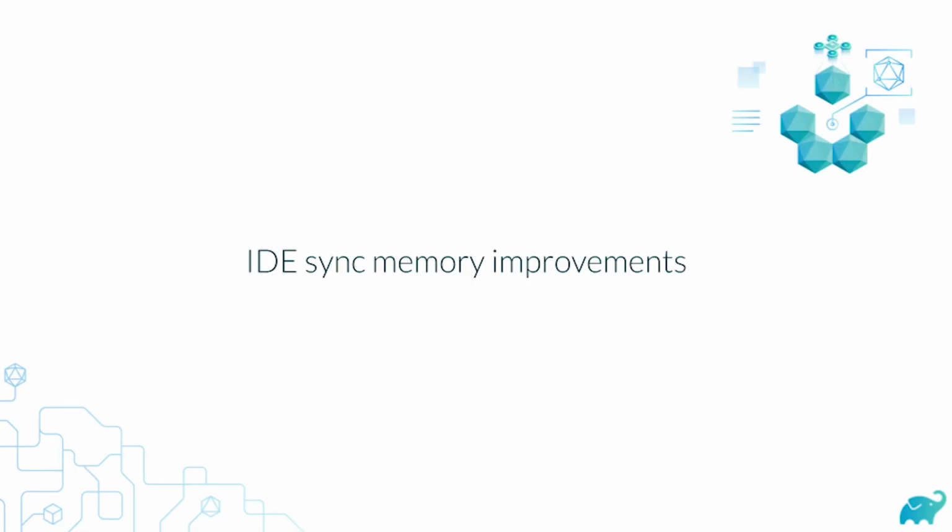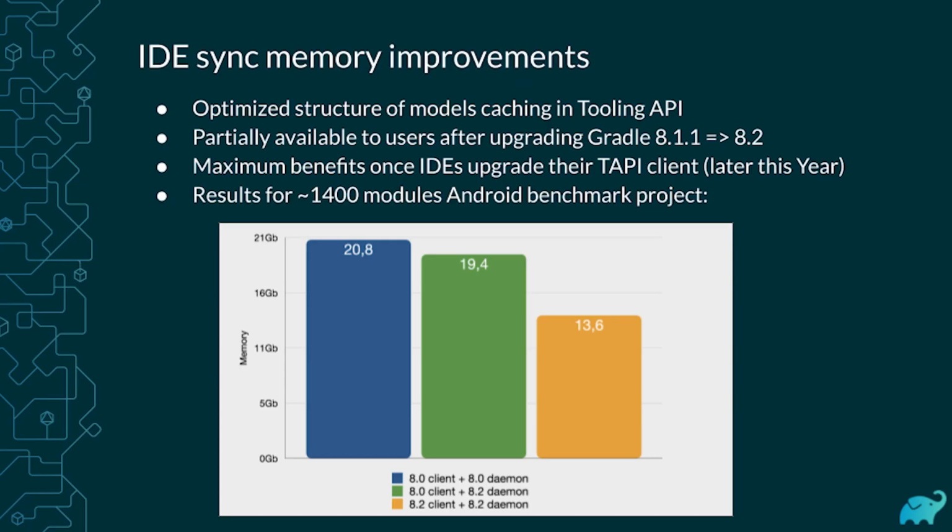So let's jump into the IDE sync memory improvements. Sergey, up to you. So the Tooling API is a part of Gradle that is used by external tools like IDEs to communicate with Gradle. And this communication is done between two components, the client side of the Tooling API and the daemon side of the Tooling API. The client side is embedded in the external tool, for example, the IDE, and the daemon side is embedded in the Gradle version that runs the build.